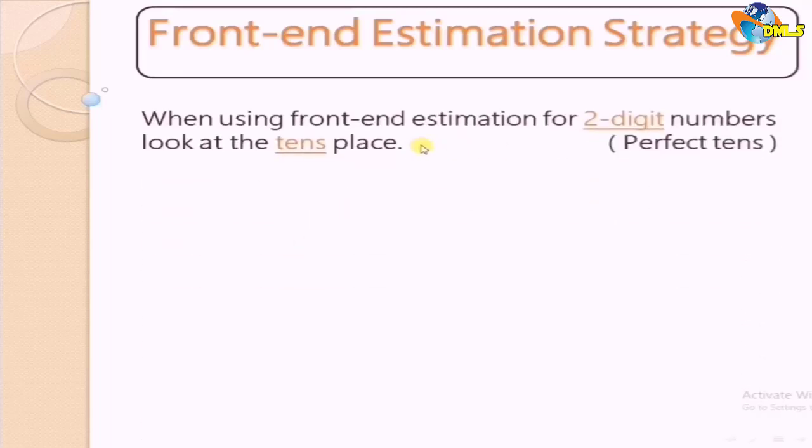When using front-end estimation for two-digit numbers, you have to look at the tens place. So we will put the two-digit number in the form of perfect tens: 10, 20, 30, 40, and so on.